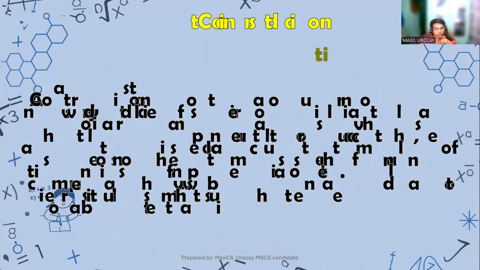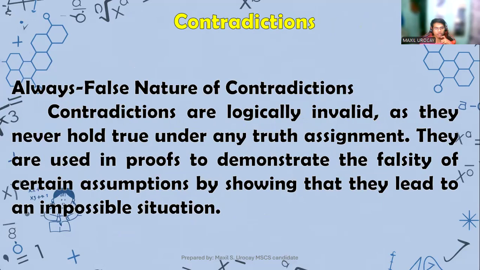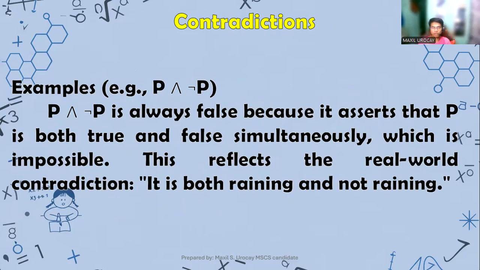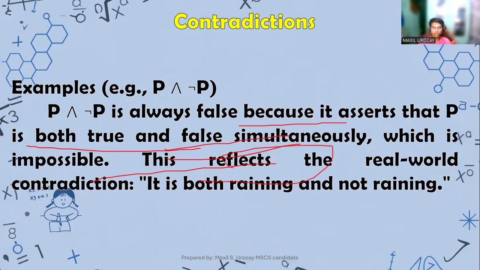Contradictions are always false in nature and logically invalid, as they never hold true under any truth assignment. They are used in proofs to demonstrate the fallacy in certain assumptions by showing that they lead to an impossible situation. So they are actually unsolvable cases. For example, P and not P is always false because it asserts that P is both true and false simultaneously, which is impossible. This reflects the real world contradiction. It is both raining and not raining. It is impossible that it will rain and not rain at the same time, diba?